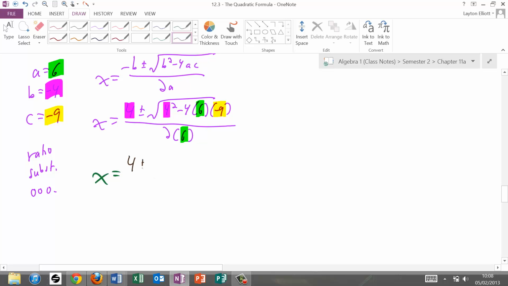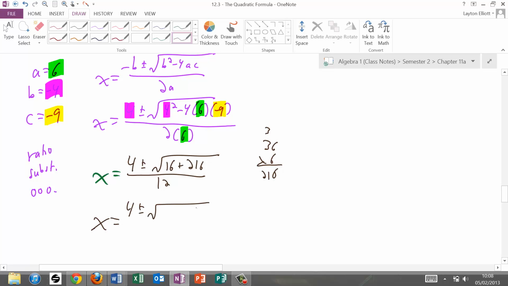X equals 4 plus or minus the square root of 16. We have 2 negatives, make a positive. 24 times 9, or 36 times 6 might be easier. 216 over 12. And I have x is equal to 4 plus or minus square root of, this would be 232 over 12.